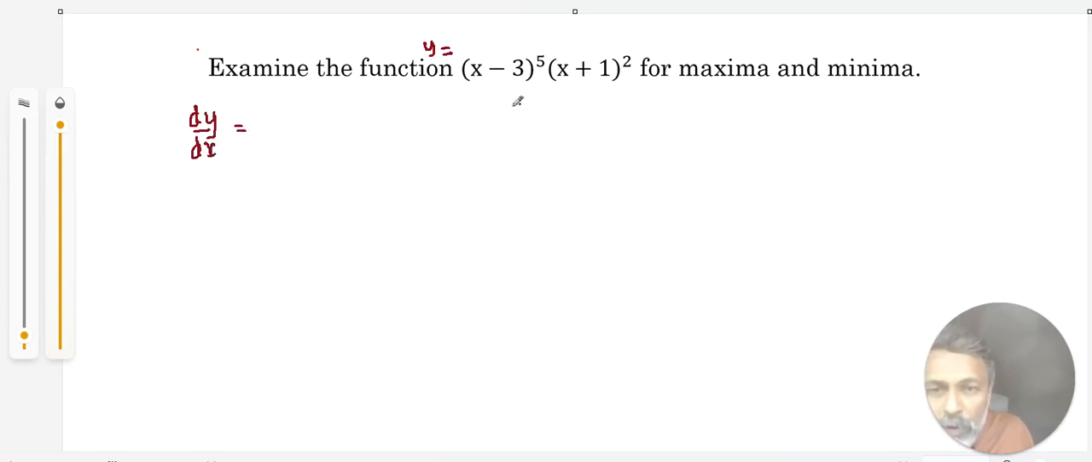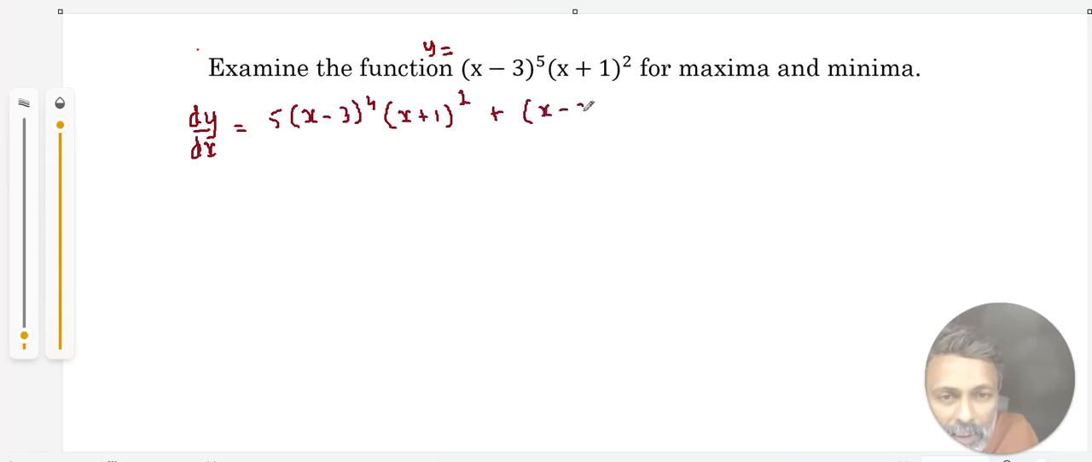So by product rule of derivative, let us differentiate the first term: 5 into (x minus 3) raised to 4 into derivative of x minus 3, which is 1, into (x plus 1) raised to 2, plus (x minus 3) raised to 5 into derivative of (x plus 1) whole square, which is 2 into (x plus 1) raised to 1 into derivative of x plus 1, which is 1. We equate this to 0. Recall first order derivative. You know why we equate it to 0.